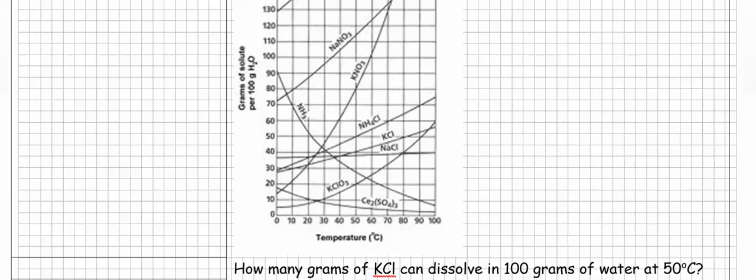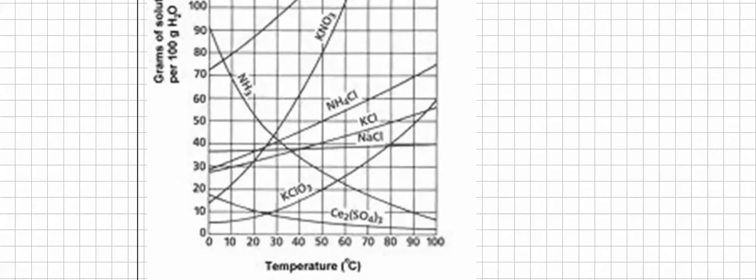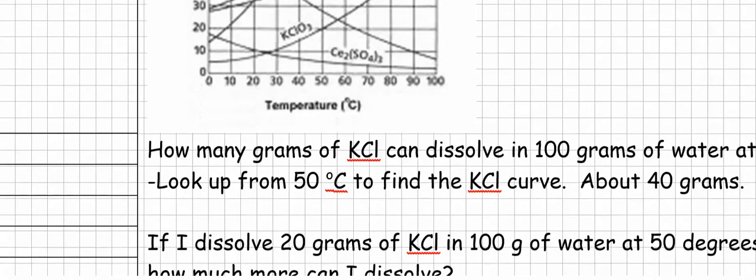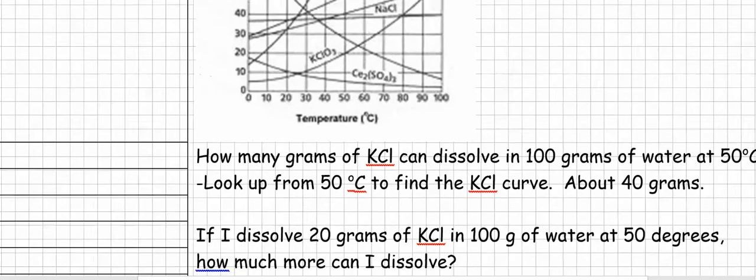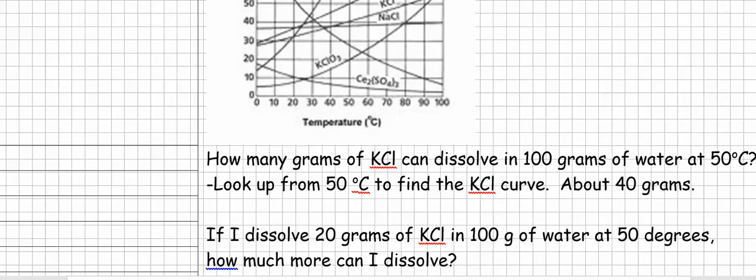I'm going to try to increase the size of this just a little bit. Let's see. I can't do it too much though. All right, here we go. The first question is this. How many grams of potassium chloride can dissolve in 100 grams of water at 50 degrees Celsius? All right, so we're talking about potassium chloride. Let's go back up there, and we're at 50 degrees Celsius. So remember that number of 50 degrees Celsius, and remember potassium chloride as well.